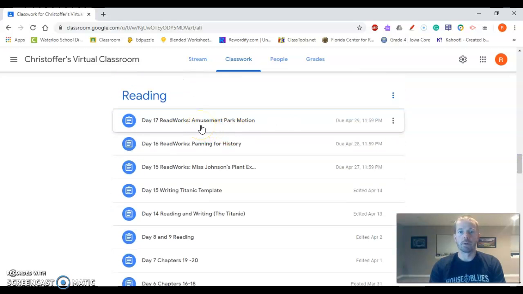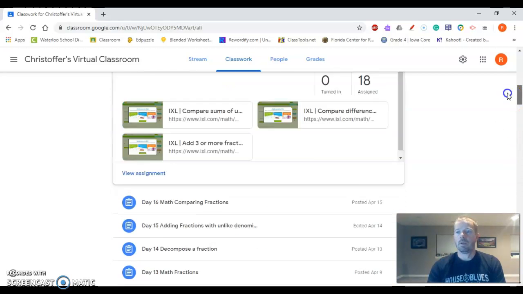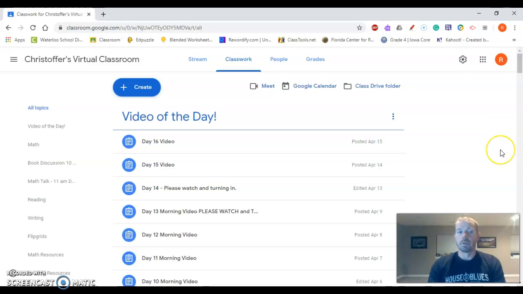ReadWorks, Amusement Park Motion. This is another informational fiction passage, so we're kind of sticking with that same genre of passage. Okay? If you have questions, please let me know.